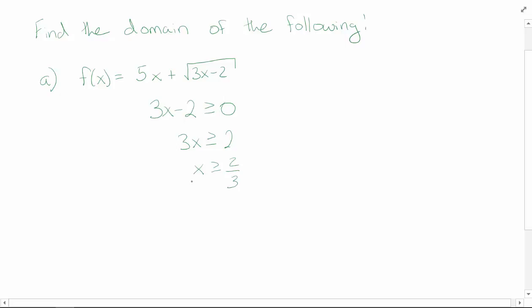So every number x that is greater than or equal to 2/3 will be in the domain of this function f, because we will not take a square root of a negative number. This is an inequality. If you would like to write that in interval notation, that'll be a closed 2/3, because you get to include 2/3, off to infinity.